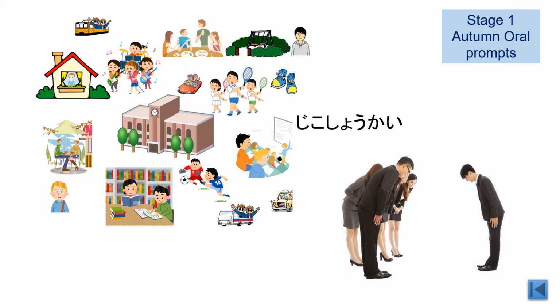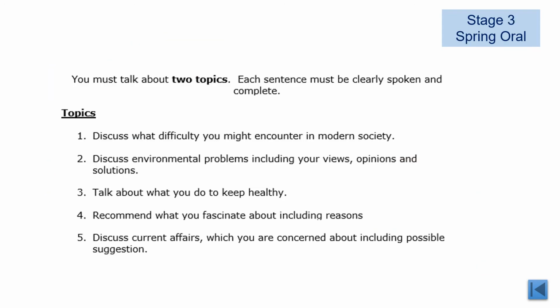This is an example of the stage 1 oral exam. Students will be in a group of 3 and given picture prompts to start having a conversation in a group. And students will be asked a question at the end of the conversation by the tutor. In stage 2 and stage 3, students will be given the titles of topics and randomly choose 2 topics to discuss in a group. And the students will be questioned by the tutor at the end of the discussion.